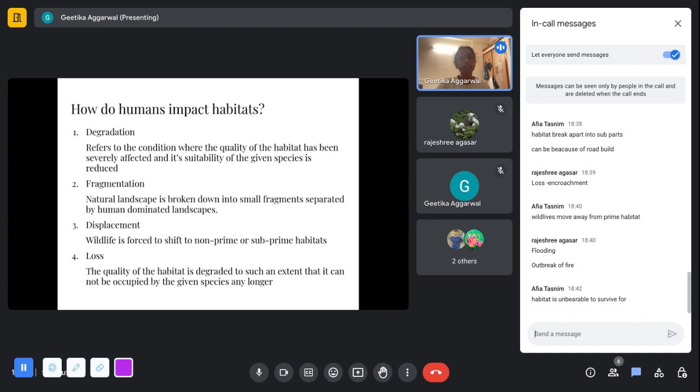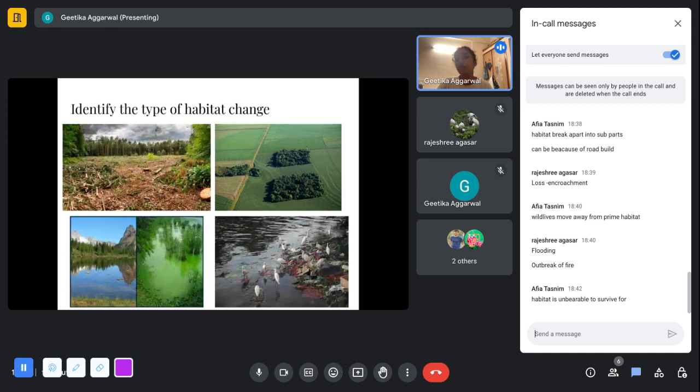from each other. A degradation is not a complete loss of the habitat, but if the degradation is carried out to such an extent that it becomes inhospitable entirely, then you will call that a habitat loss. Okay, so here are a few images, and can you tell me under what categories you would put them, or what these images are showing?